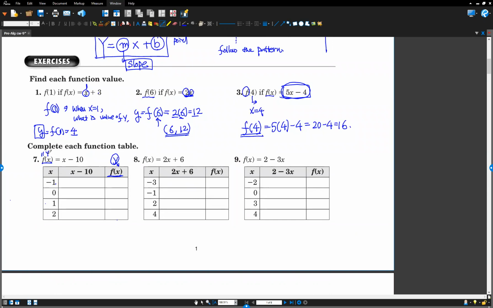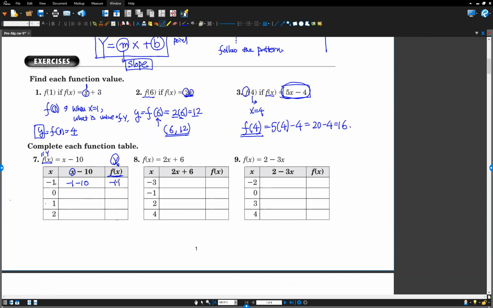Anybody can give me the number? When x is -1, put this number over here: -1 minus 10. That is the value of y. How much is this one? -1 minus 10 is negative 11. -11. Excellent. Very good. Okay, now keep going.